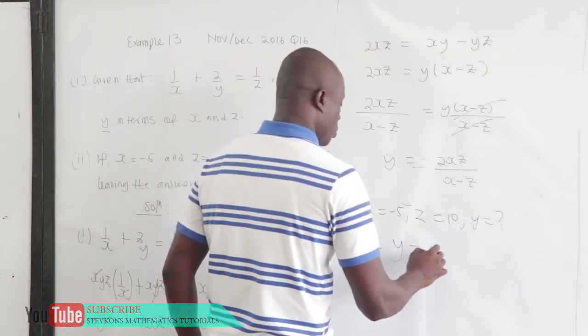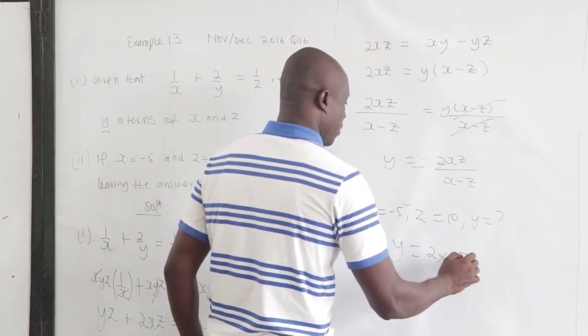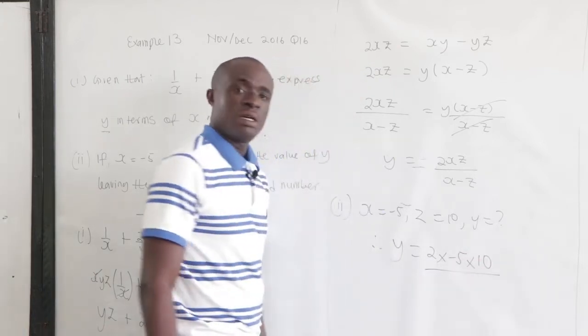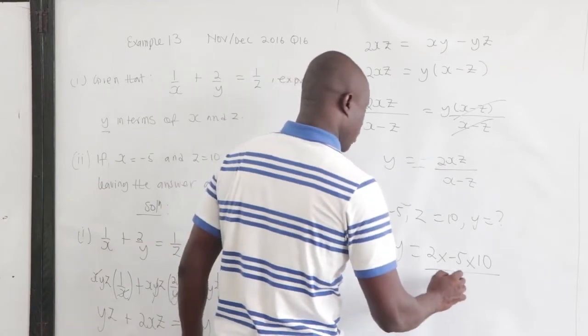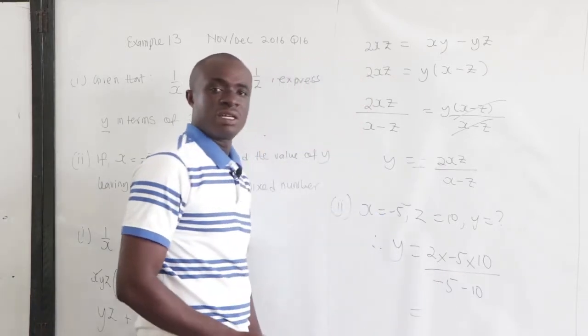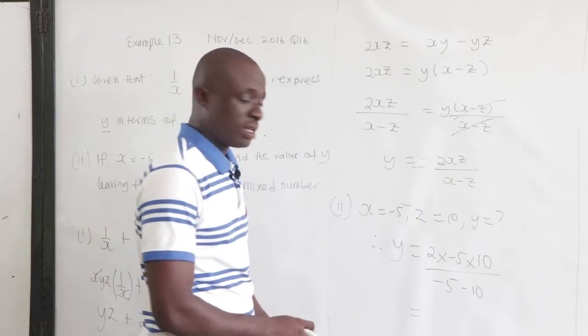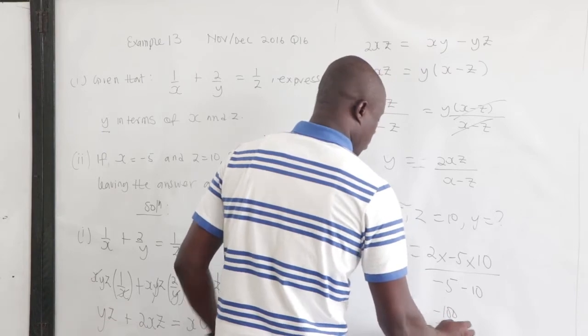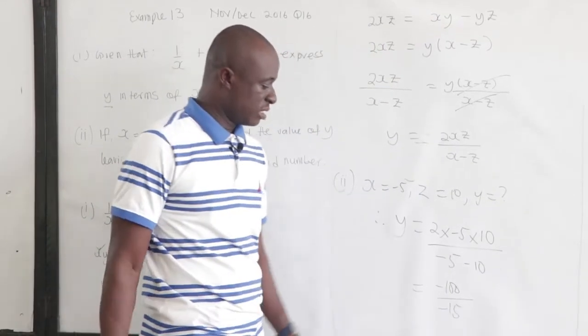Therefore y will be equal to 2. What is the x? Negative 5. What is the z? Z is 10, all over x, that is negative 5, minus z, that is negative 10. Now 2 times negative 5, that's negative 10, times 10, that's negative 100, all over negative 15, because negative 5 minus 10 is negative 15.